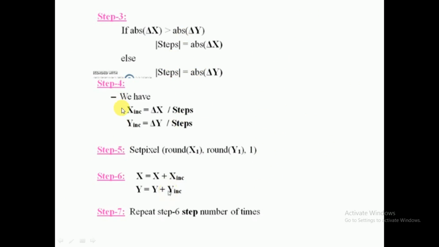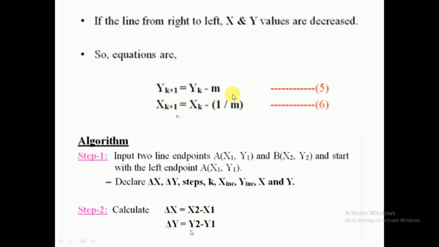Then step number 4, you have to calculate x increment equal to delta x by number of steps, and y increment equal to delta y by number of steps, right? Then step 5, set pixel round x1, round y1, with the color. Here, as I told, you will get floating point x and floating point y, because in both equations you have m.